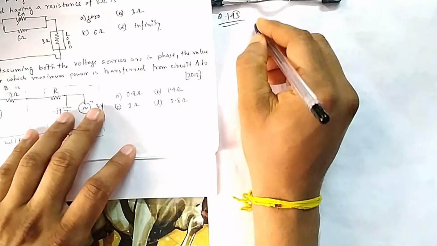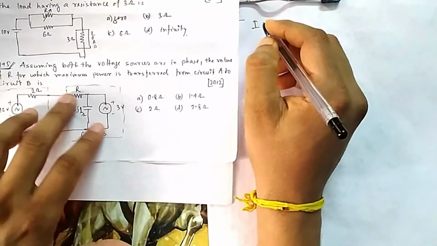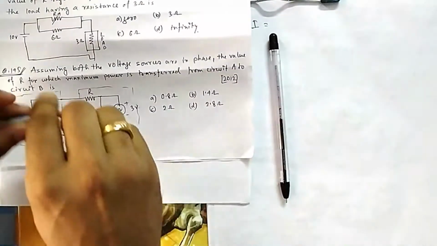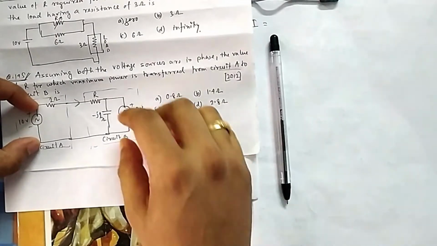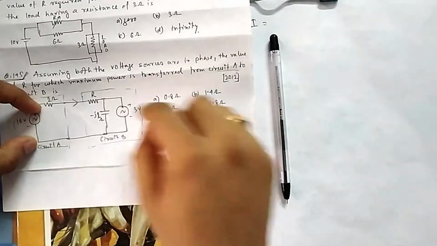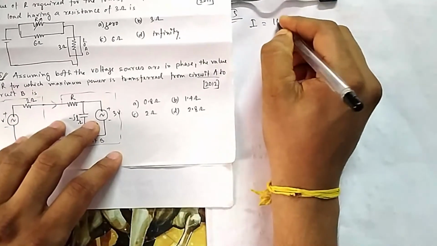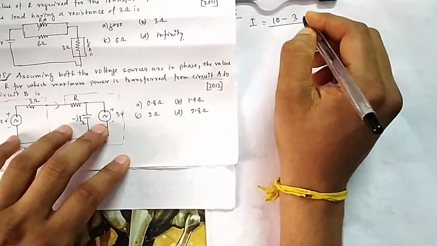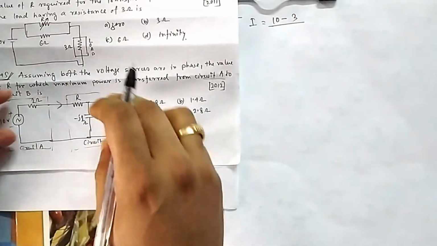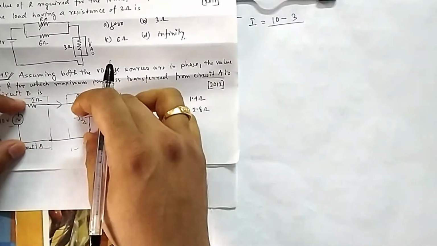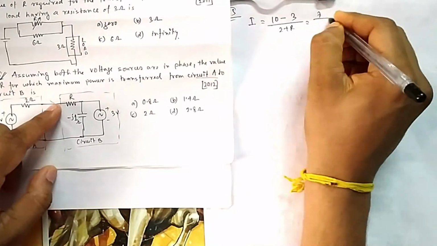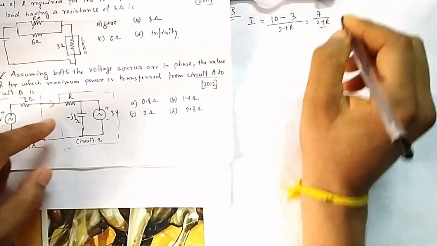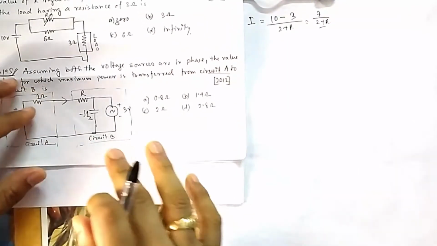So here, first let me calculate the current which is flowing from A to B, because they are saying power is transferred from A to B. So this voltage minus this voltage divided by this branch impedance. So it is 10 minus 3 divided by what is there in between these two, this is also 3, so 2 plus R. So it is 7 by 2 plus R. Now you have this one. Now what you need is the power transfer.